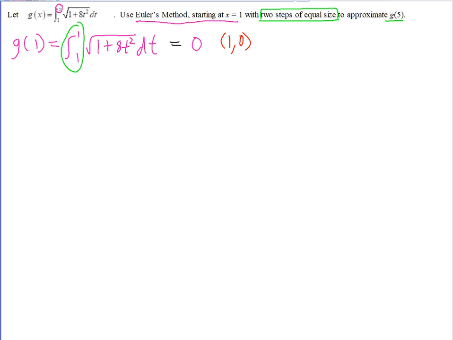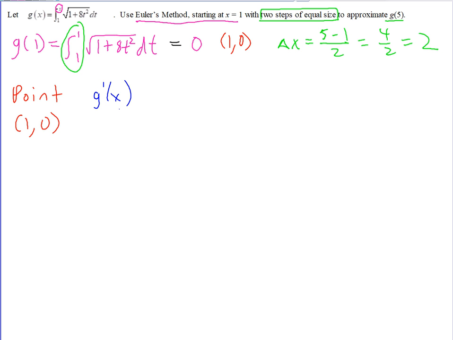And then we're using 2 steps of equal size, so to calculate our step size delta x, we're going to take 5 minus 1, where we're approximating minus where we're starting, divided by the number of steps, which is 2. That gives you 4 divided by 2, which is 2. So our step size is 2. Okay, and now we can go about figuring this out. Our starting point here is (1, 0), and g prime of x is what we need next. Notice we haven't figured that out yet.